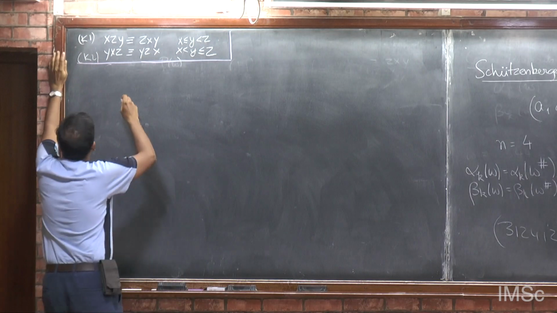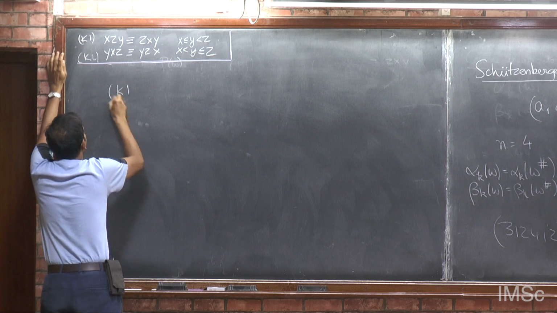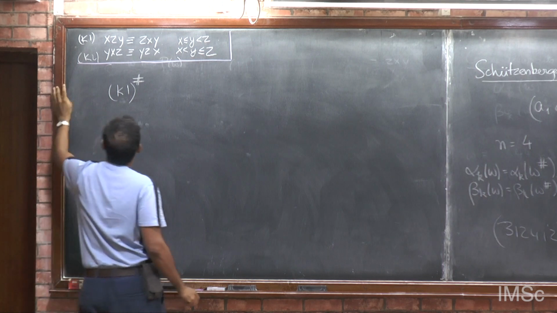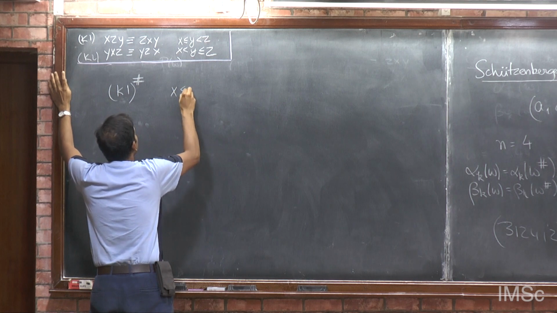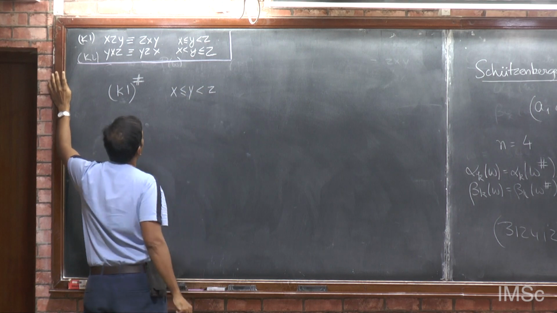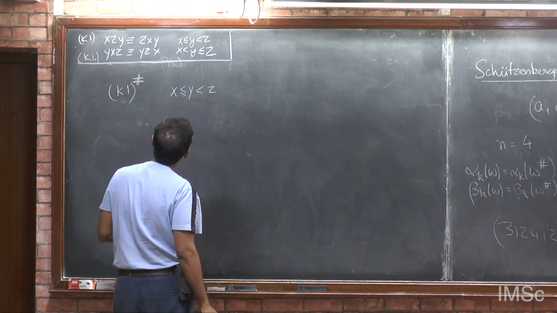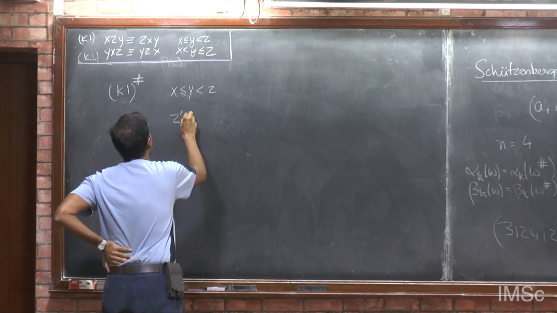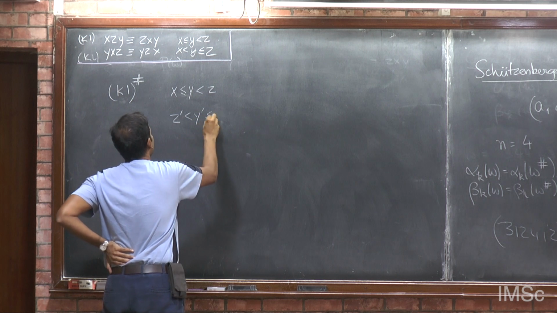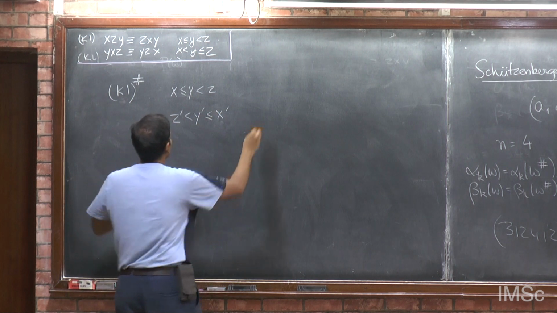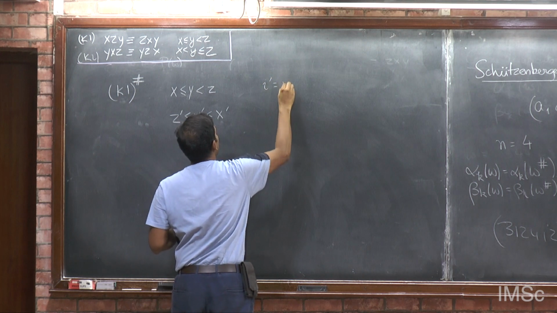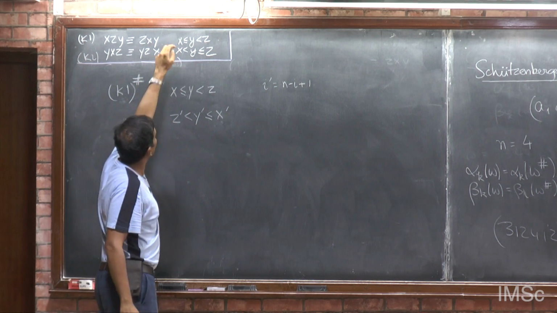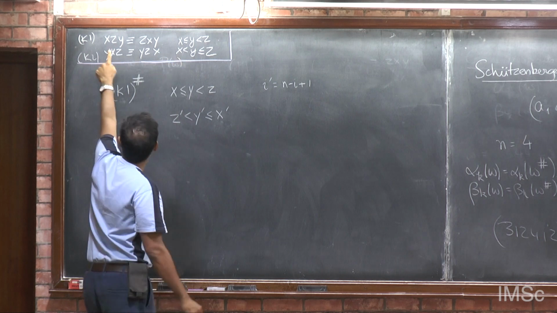Okay, so let's take this and call it K1 hash. What happens to K1 under the Schützenberger involution? Firstly, this condition x ≤ y < z will become, with the new letters called z prime, y prime and x prime, z prime < y prime ≤ x prime. Here i prime is n minus i plus 1. So this inequality becomes this inequality.